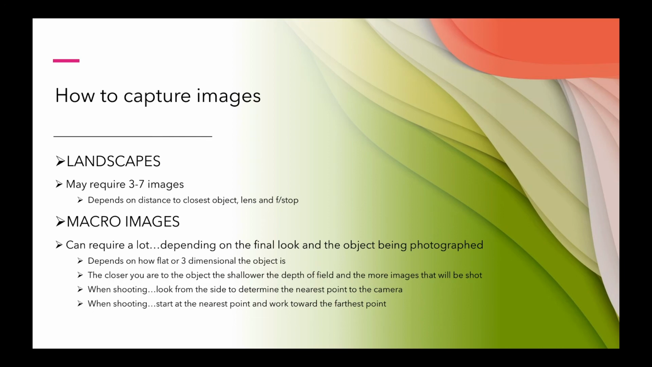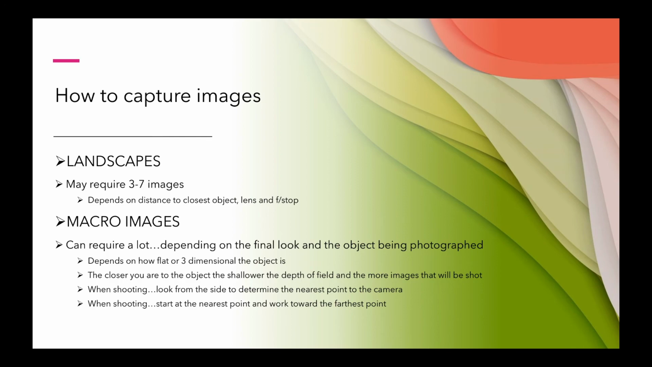So again, it all depends on the distance from your camera to the closest point of focus, the length of lens you're using, and the f-stop you're using. It always depends on that. And on landscapes, you might be 3 feet from the closest point of focus. And on a macro image, you may be 3 inches from that. And so that's where this distance to the camera comes in. So keep that in mind.